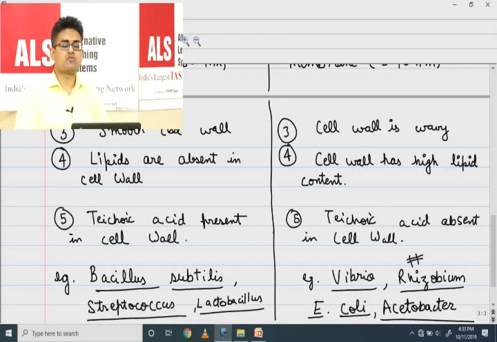This will be sufficient for you. You must at least know these 5 differences. I can give you more differences, but I think this will be sufficient. So at least try to remember these 5 points. These are very important.